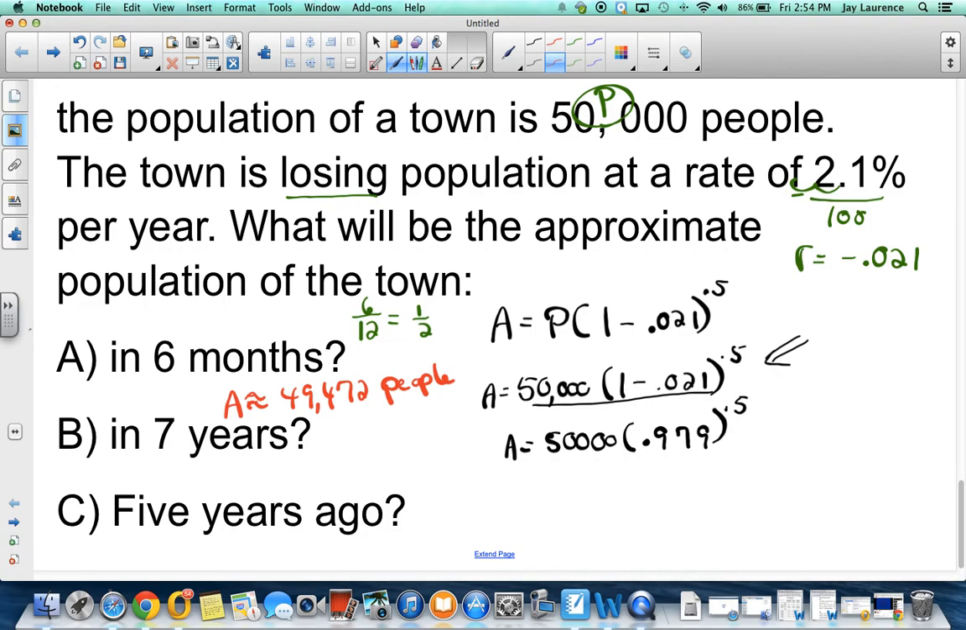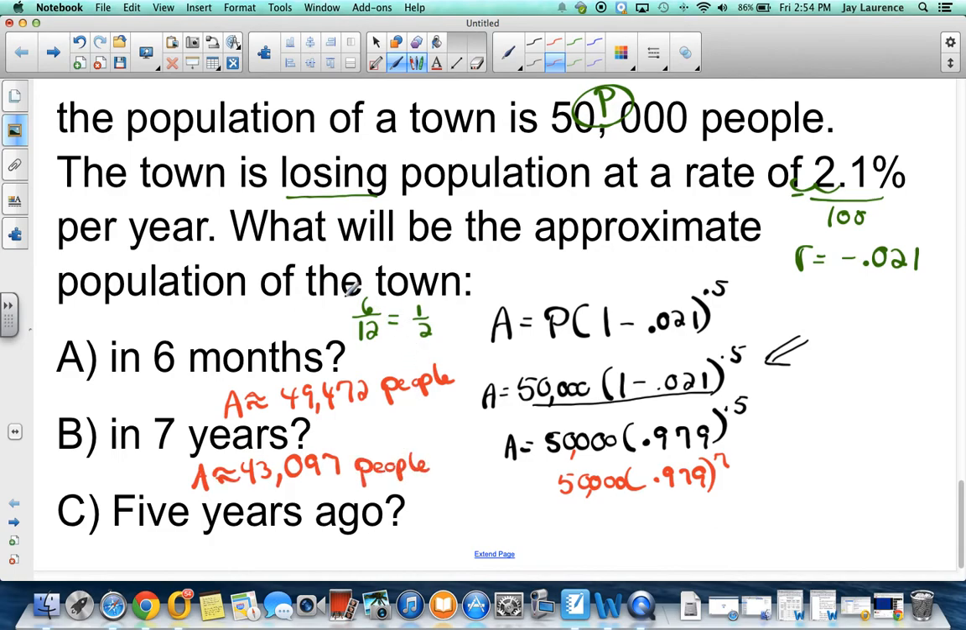To do it in 7 years, part B, it's the same exact thing, except I'm going to do 50,000. And it's still going to be the 0.979. And then 7 for the exponent, because that's in years. So that'll get me this answer. And I can do the same problem here and change it to a 7. And when I do that, I get 43,097. And again, it's approximately that many people.